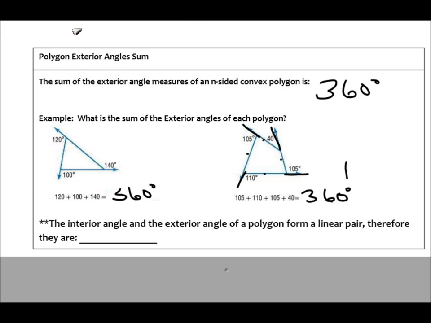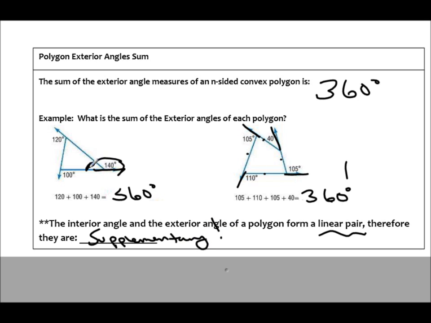Now, the really important thing about the exterior angles is, if you notice, the exterior angle here and the interior angle here form a linear pair. Therefore, they're going to be supplementary, and this is going to help us out a lot.